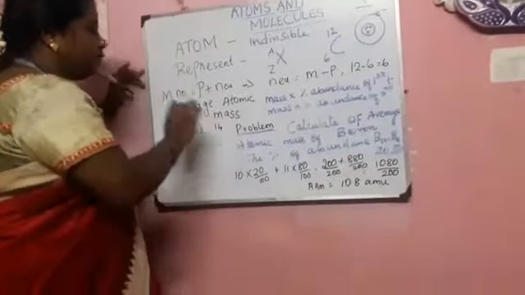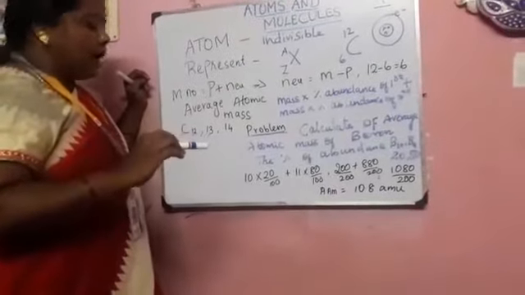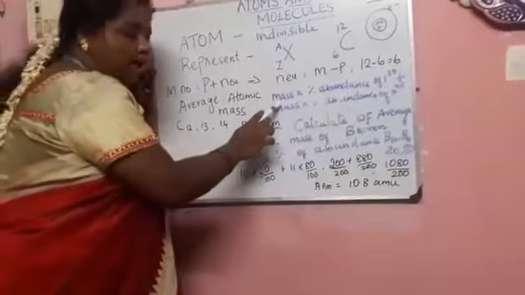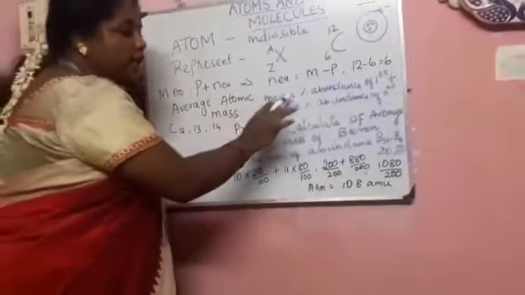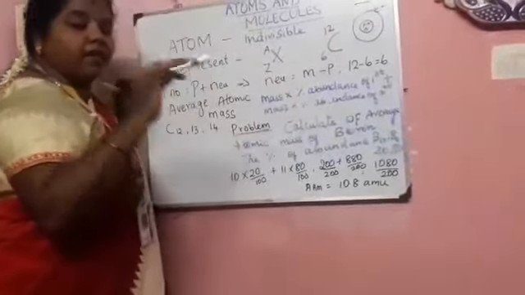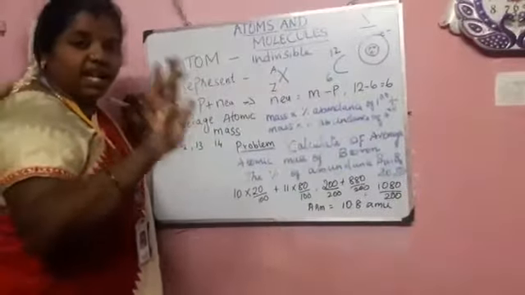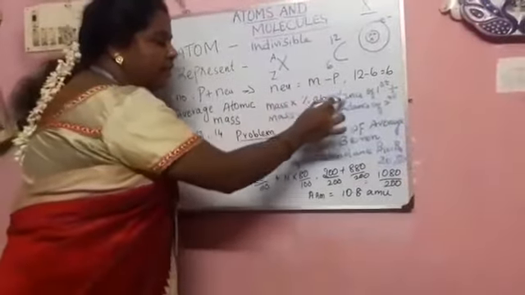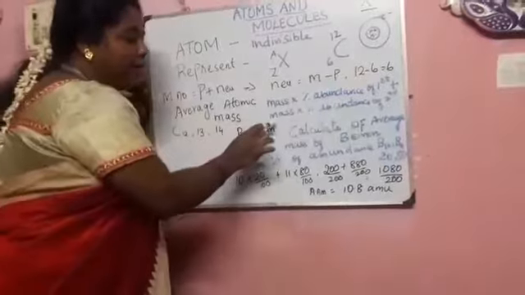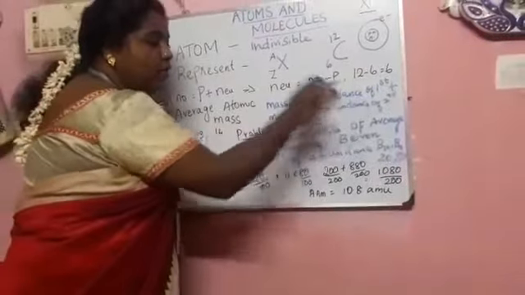So let's see the formula for average atomic mass. It is the mass of the element into its percentage of abundance. If two or three isotopes are given, it is the mass of the first atom into its percentage abundance, plus the mass of the second into its percentage abundance.